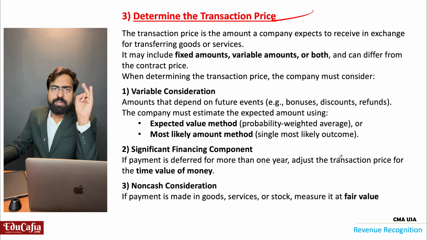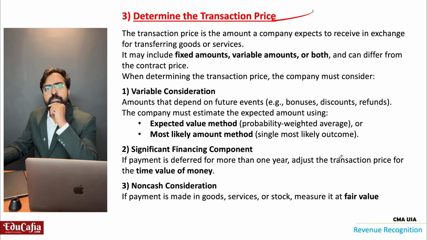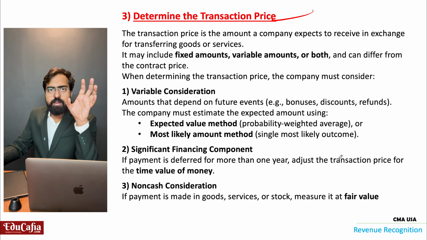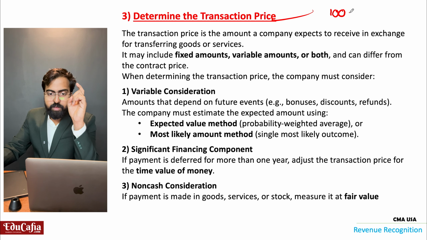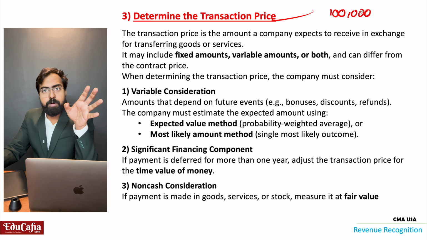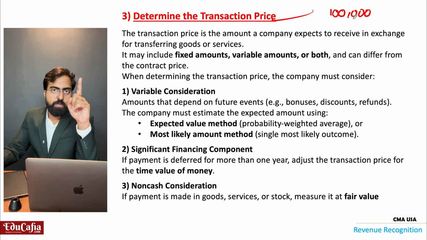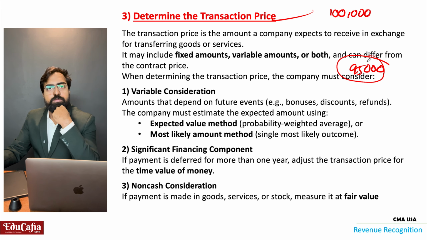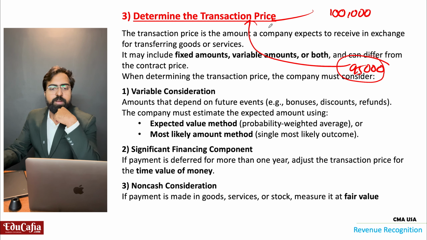Contract price and transaction price, two prices are there. In the contract, we set one price, that is 1 lakh. If we satisfy the performance obligation, we will get 1 lakh rupees. But it is not sure that you will get 1 lakh rupees. If I am only getting 95,000, I have given a discount. Then what will happen? 5,000 is gone, right? So 95,000 is the transaction price.